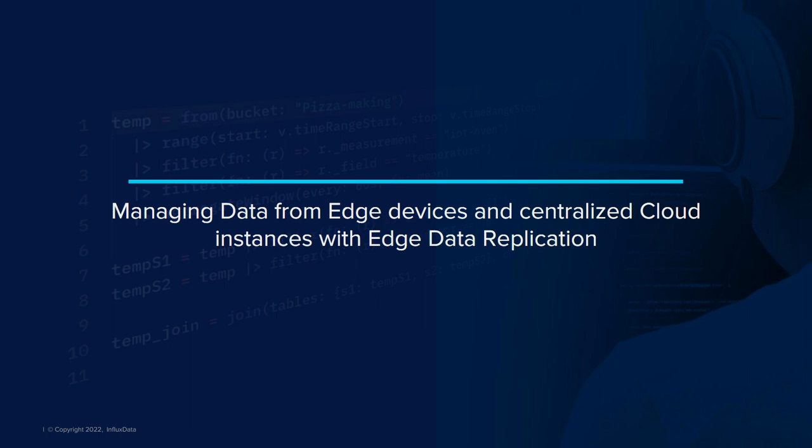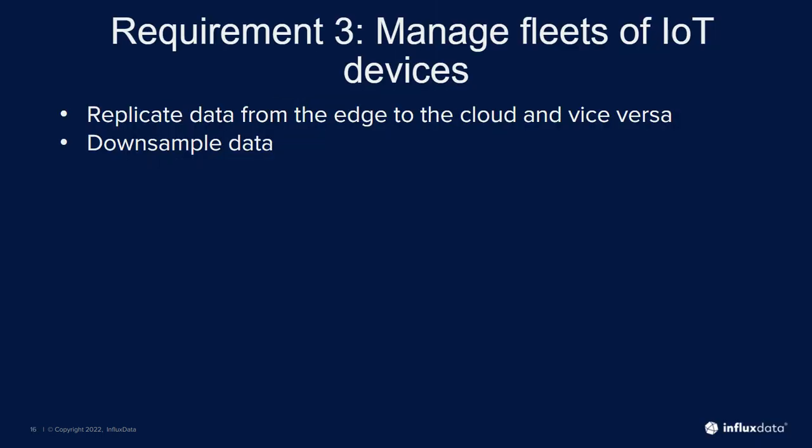Also, if you're building an IoT application, a huge part of that is being able to manage data from edge devices and centralized cloud instances. And the way that we do that within InfluxDB is through edge data replication. And this meets the following requirement of IoT developers, which is that they need to be able to replicate data from the edge into the cloud or a centralized instance and vice versa, and be able to downsample the data as well and replicate that downsampled data.